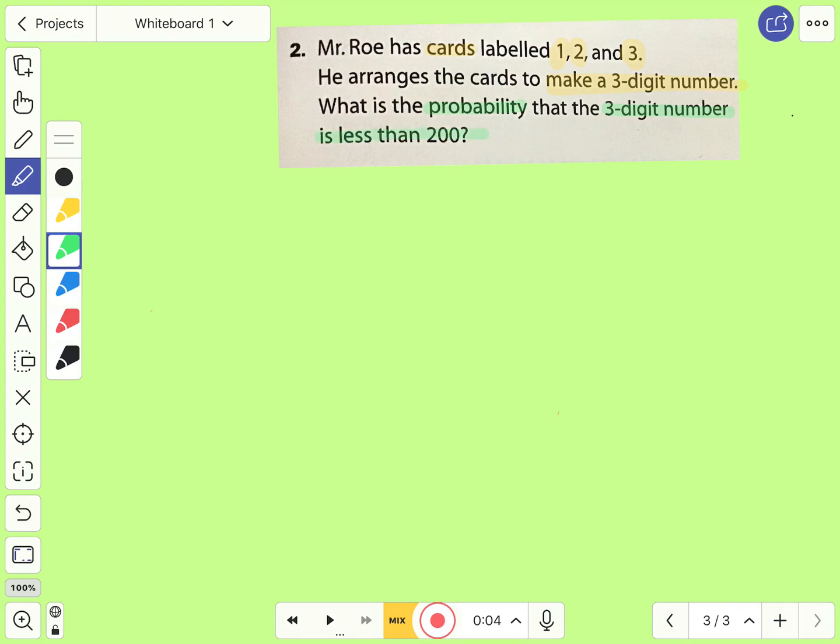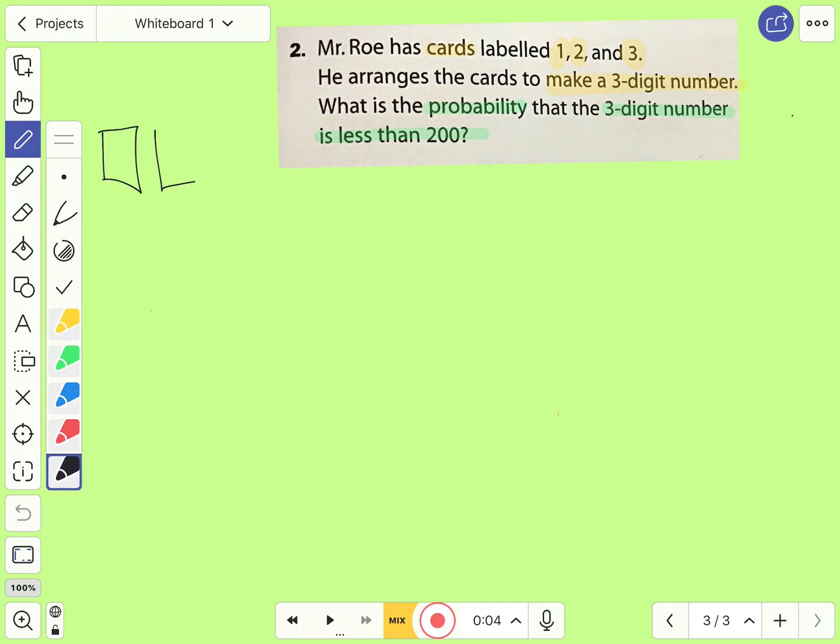And I'm doing that in a different color because I want to focus on what we're highlighting in yellow first. Another great strategy for understanding a question is to summarize what the question says. And we can do that with a list of words, or we can do that with pictures. So I'm going to start again at the beginning. Mr. Rowe has cards labeled 1, 2, and 3. So I'm going to infer that the cards are rectangular shaped. 1, 2, and 3.